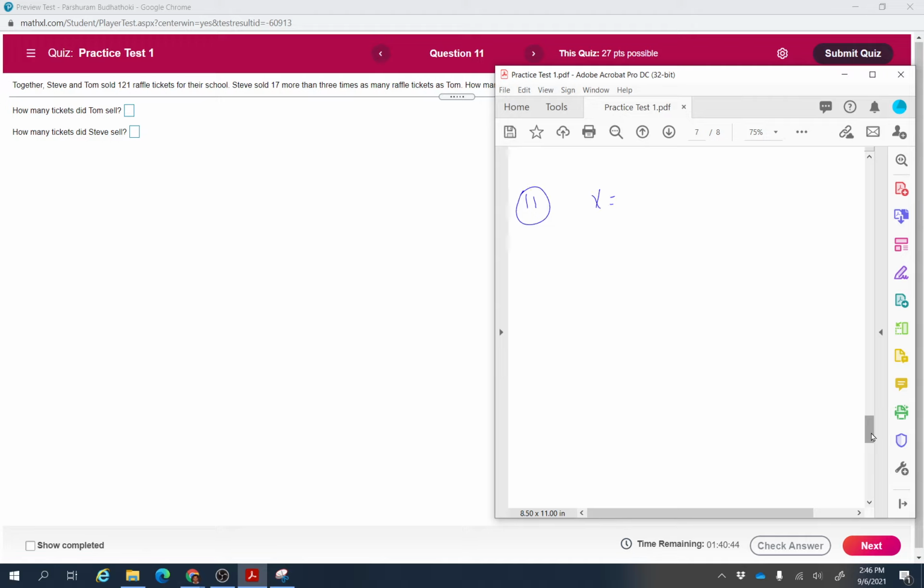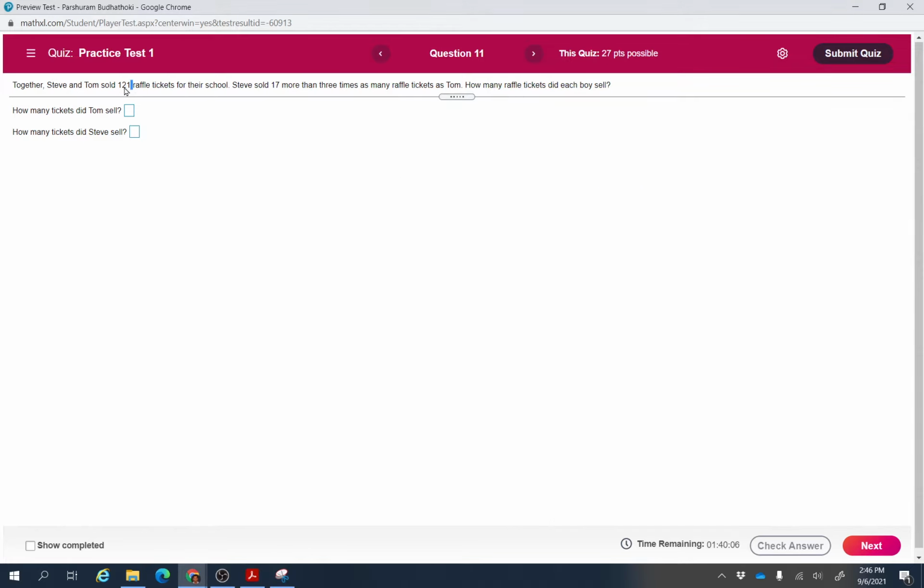Let's say x is the number of raffle tickets sold by Tom. Then we know Steve sold 17 more than 3 times as many raffle tickets as Tom. So 17 more than 3 times Tom, which is x. And there is another thing given: Steve and Tom altogether sold 121 raffle tickets.